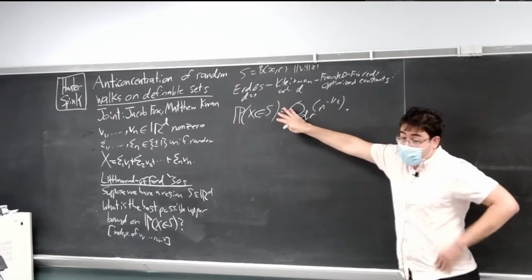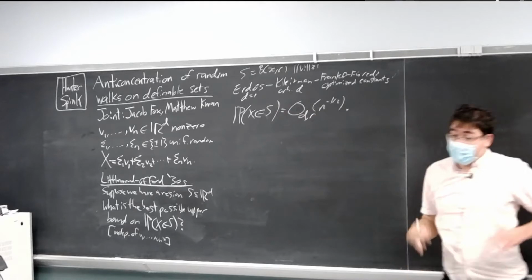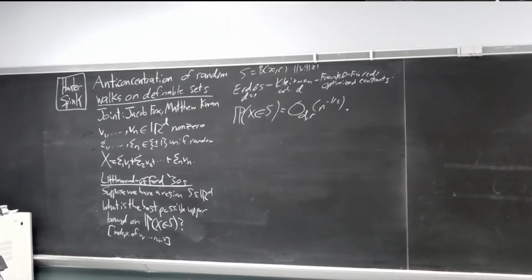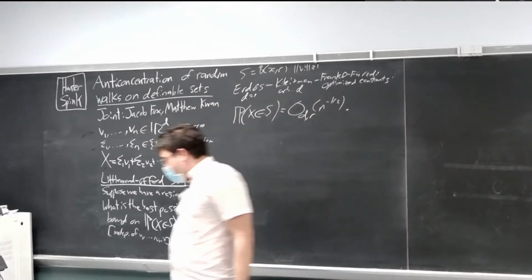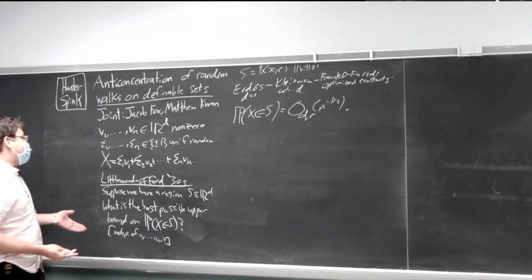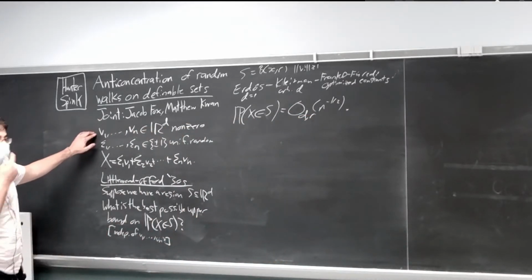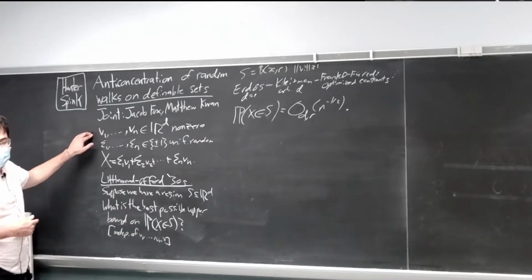So I write equals instead of less than or equal, but I have this big O, so that's the convention. Okay, so what does this mean? Well, the right-hand side going to 0 means it doesn't matter what my model of a random walk is, the random walk is forced to disperse.